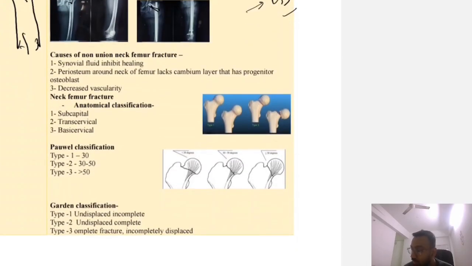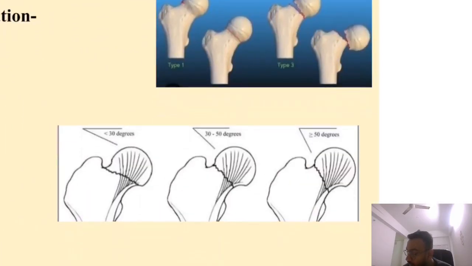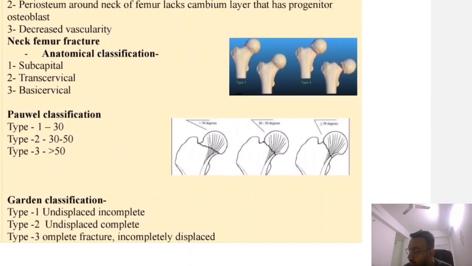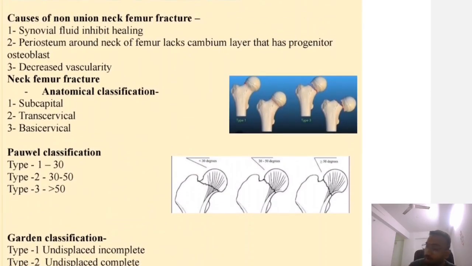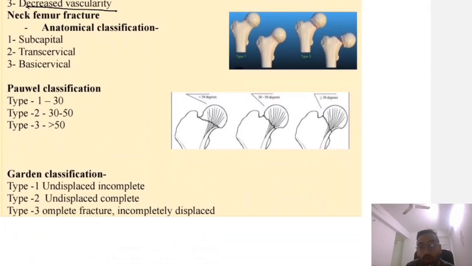Now we have various classifications for neck femur fracture. You can see the Pauwels classification, anatomical classification, and Garden classification. And there are various reasons why neck femur fracture goes into non-union: decreased vascularity, which I have already explained, synovial fluid which invades and impedes healing, and the periosteum around the neck of femur lacks the cambium layer that has progenitor osteoblasts. So all these conditions lead to non-union in neck femur fracture.